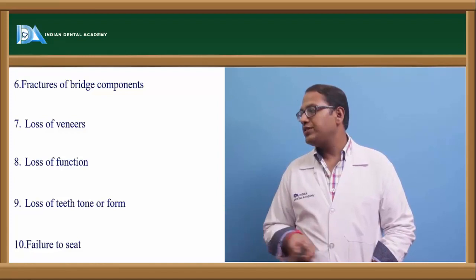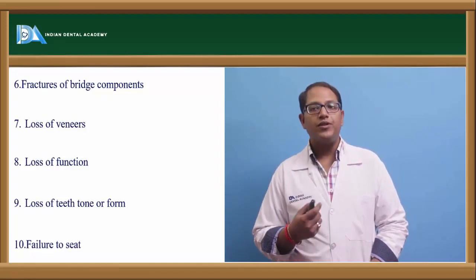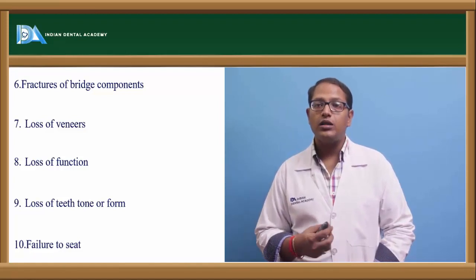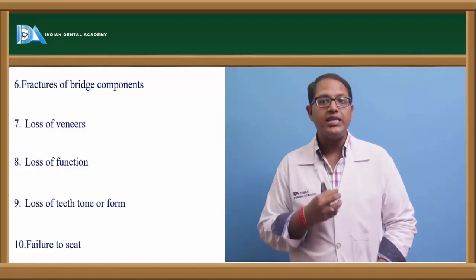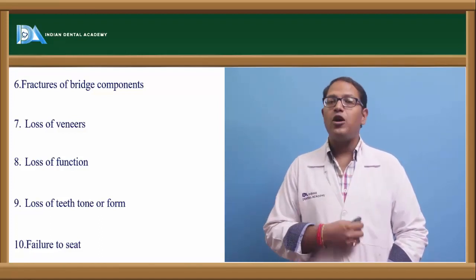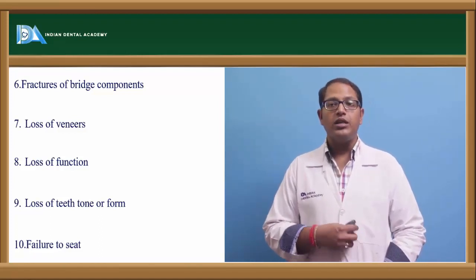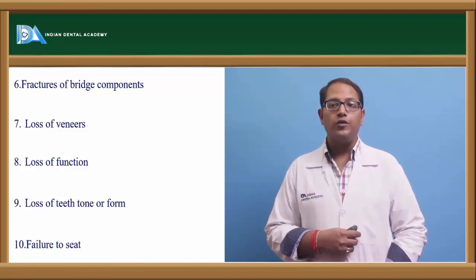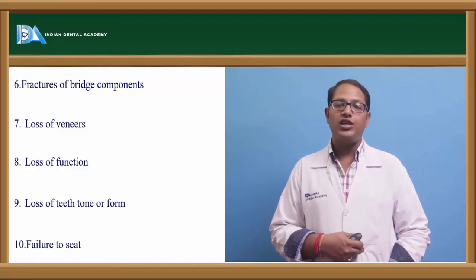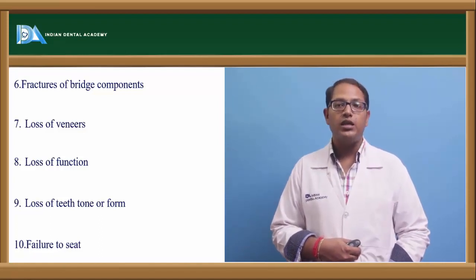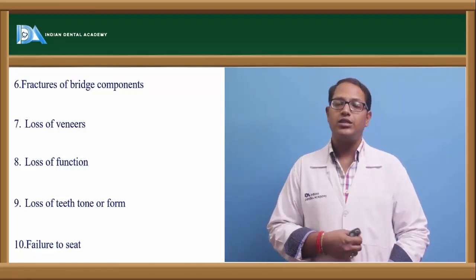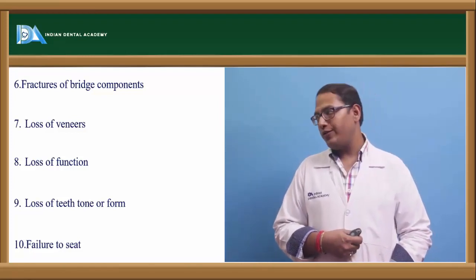Now coming to loss of tooth tone or form, a different pontic design fault can happen. The position and the size of the joints that we are giving can lead to loss of tooth tone or form. Embrasure form is another important thing to consider. Over contouring or under contouring of the retainers, and oral hygiene not maintained by the patient, can also lead to loss of tooth tone or form.